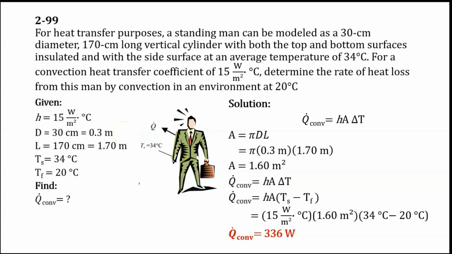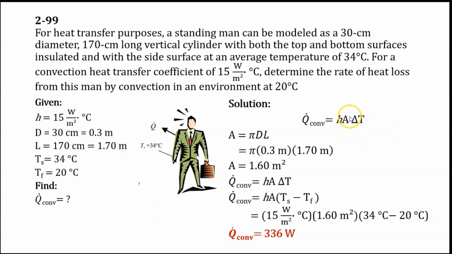So let's assume that steady operating conditions exist and the heat transfer by radiation is not considered. And also, the environment is at a uniform temperature. So under these steady conditions, the rate of heat transfer by convection is given by the convection heat transfer coefficient multiplied by the surface area multiplied by the change in temperature.